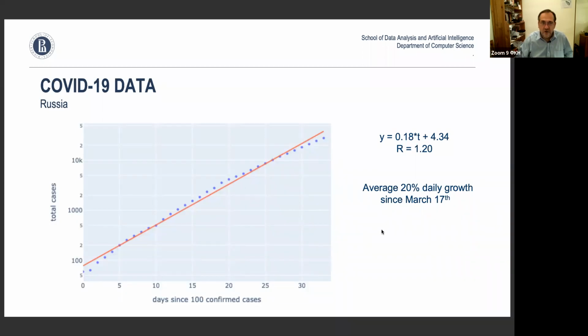And these are the other data points, and this is a straight line. This is linear regression, the same regression as we discussed before, that fits the data, right? And so based on linear regression, you can easily calculate the coefficients. And right now, what we see for this average since infection started in Moscow is that R is 1.20, which means daily growth of 20% on average. All right.